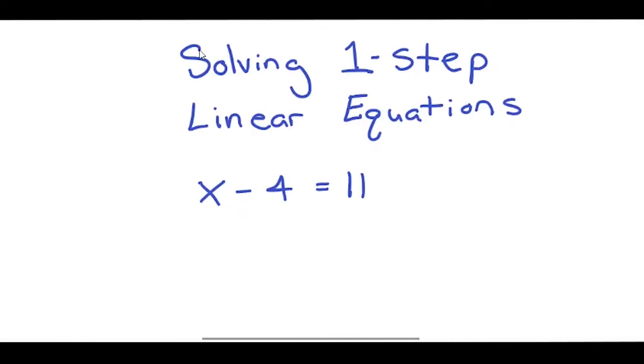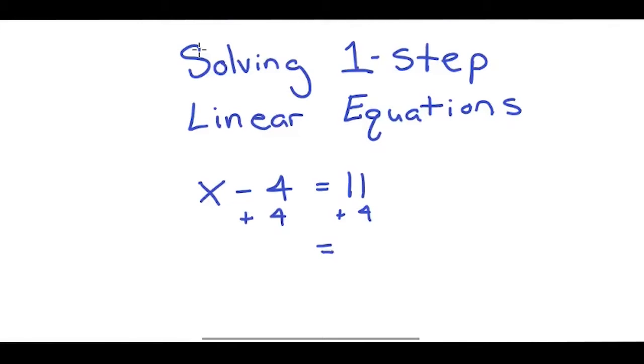Hey guys, today we're going to be solving one-step linear equations. So let's say we have x minus 4 equals 11, and we have this minus sign here. So that means we need to do an inverse operation. The inverse operation of minus is plus. So I'm going to add 4 to both sides.